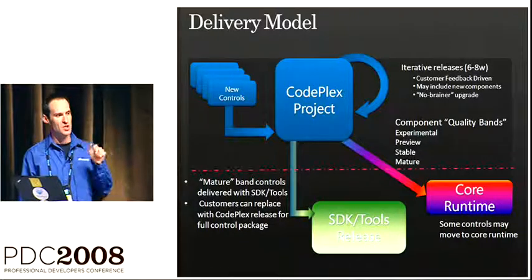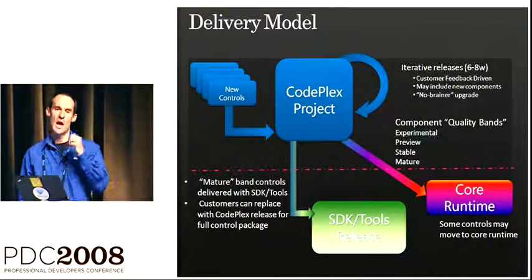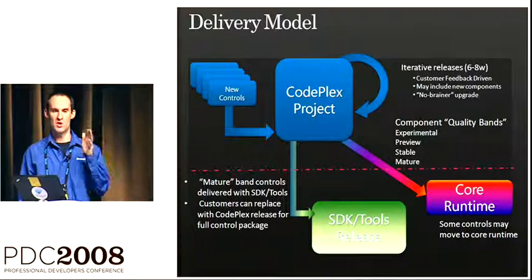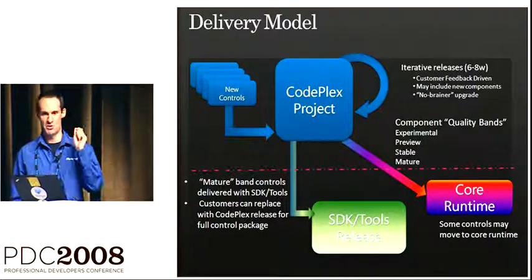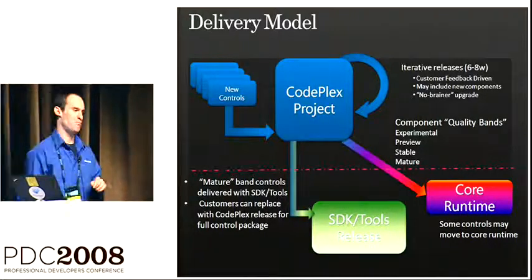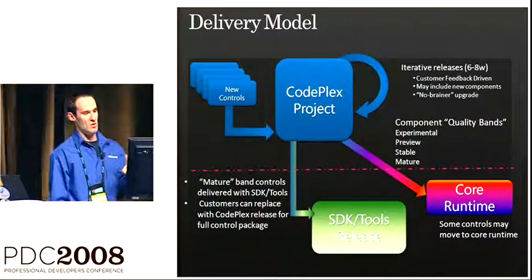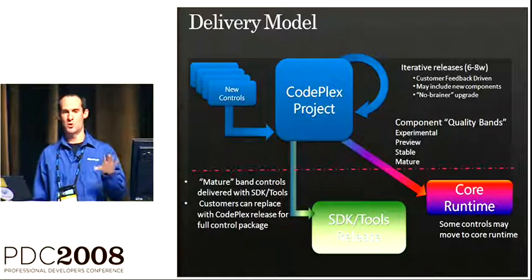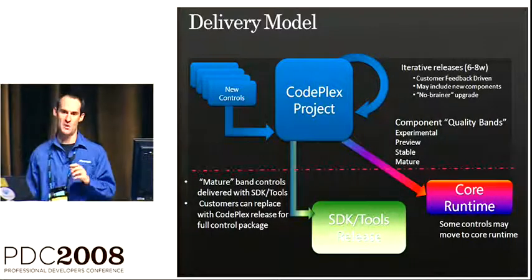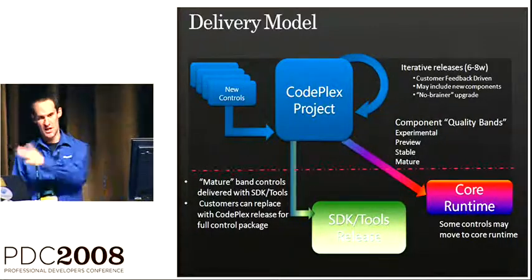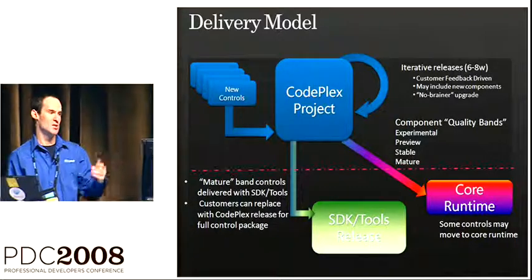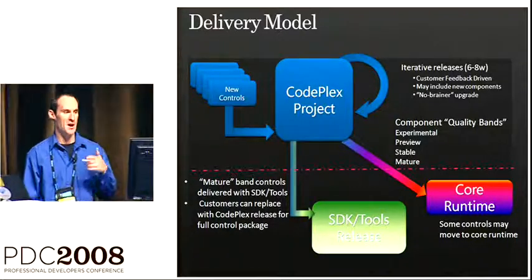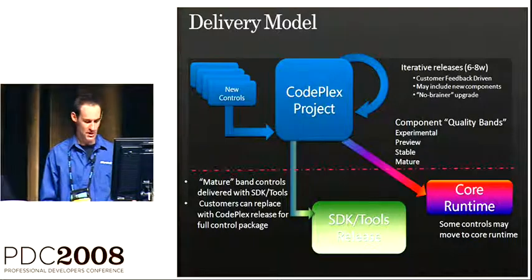So the idea is if you use just mature quality band components out of the toolkit, upgrading from one version to the next should be an absolute no-brainer for you. Just drop the DLL in and off you go. So at the bottom, the components that are immature will end up in the SDK or the tools release or in the runtime, whatever the appropriate spot is for them, so that they're part of the default experience. So that's how our team gets our components out to the broader developer base without having to have them keep an eye on CodePlex.